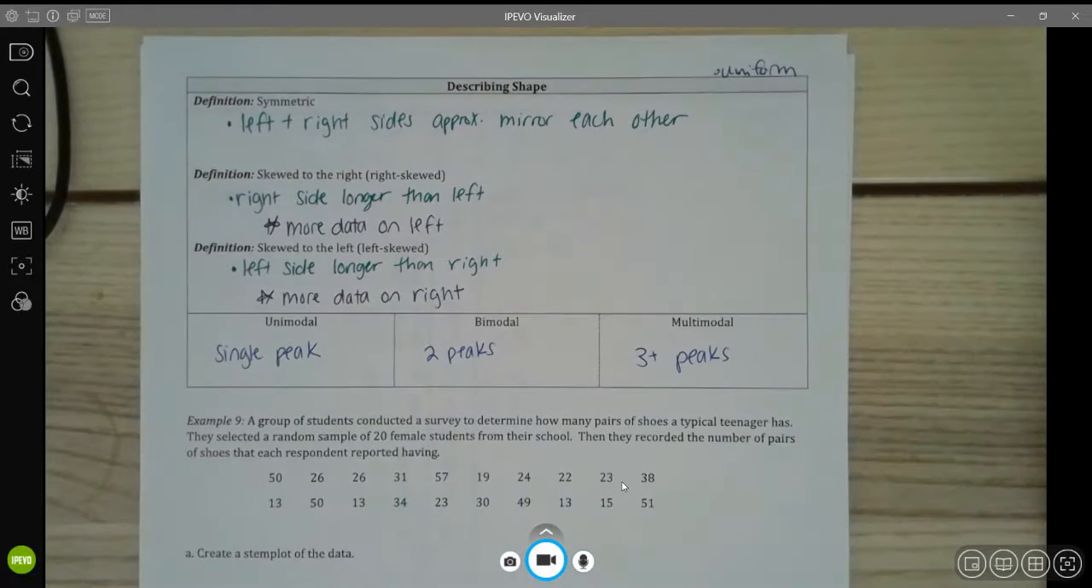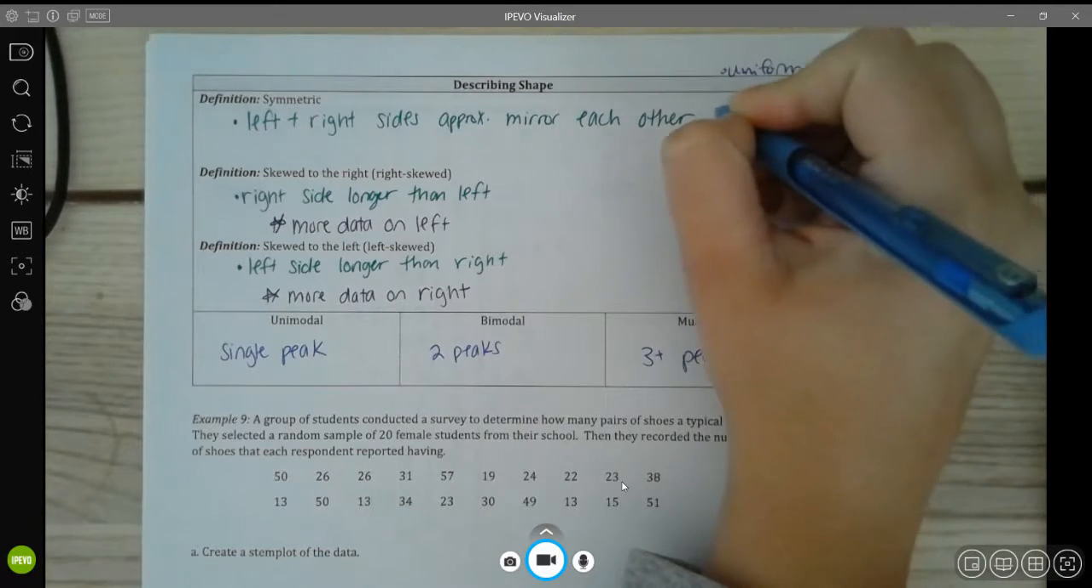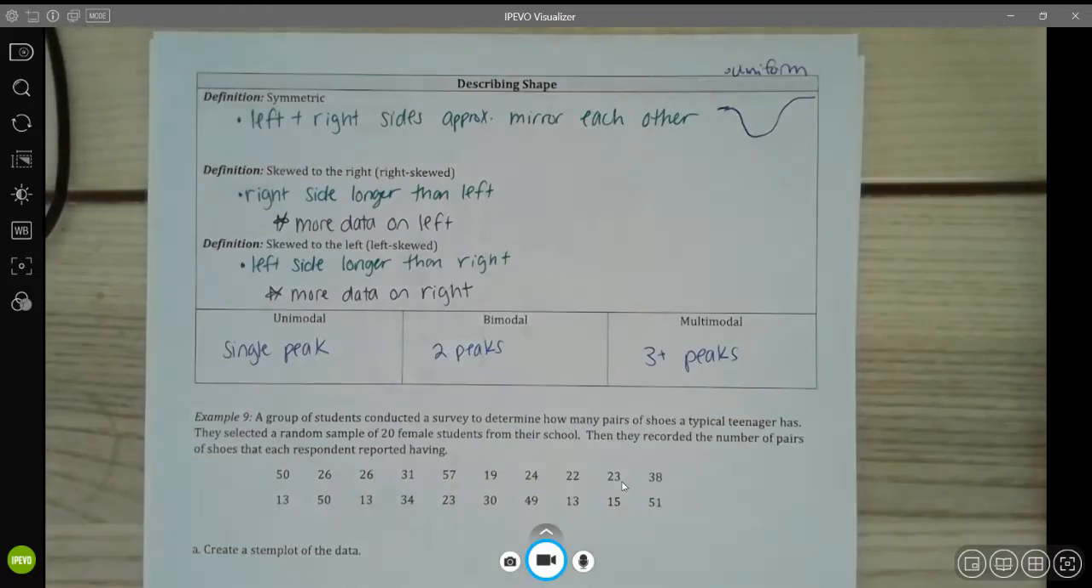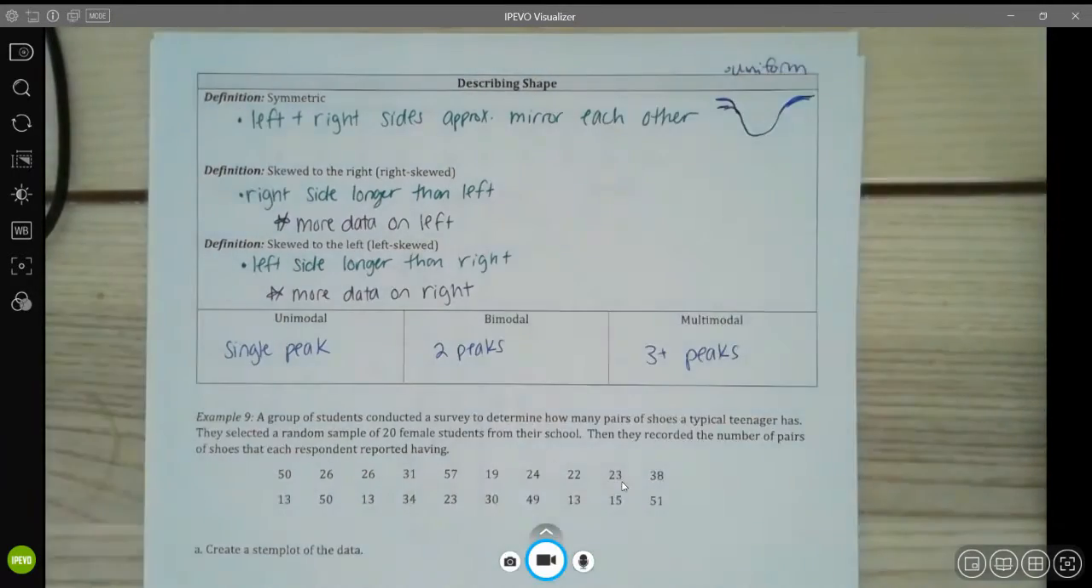Sometimes we'll see those. Symmetric is when the left and right sides approximately mirror each other. That does not necessarily mean it's a bell shape. A lot of people, when they see symmetric, want to say bell-shaped or bell curve, and that's what you think of when you think of symmetric. However, things could be symmetric and not bell curved. For example, there could be two peaks, one at the same height as the other, and they could be symmetric. That's an option for symmetry as well. They do not necessarily have to be a bell curve.